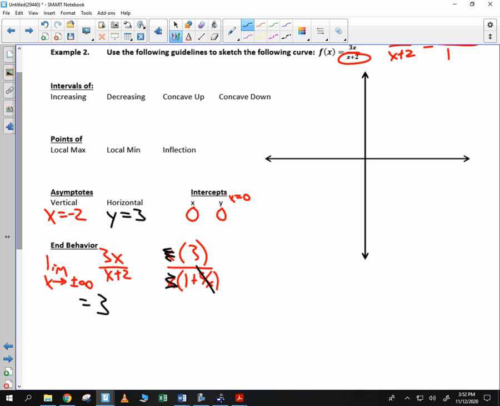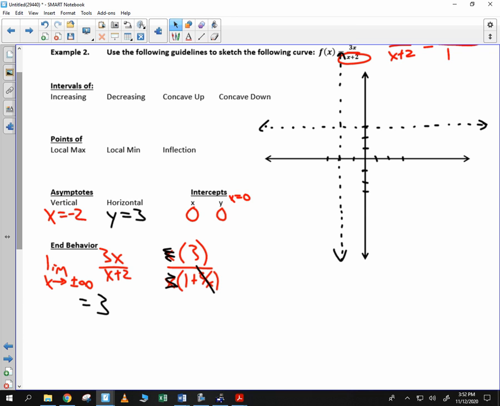So already I have a pretty good idea of this graph. 1, 2, 3. The horizontal asymptote heads through 3. The vertical asymptote through -2. And that's what I have. Now, to figure out the rest of it, we know that the intercepts are at 0.